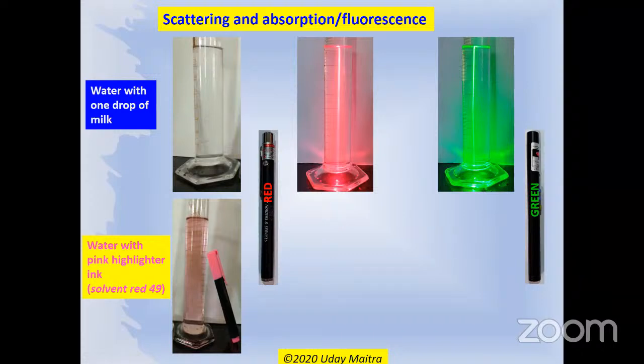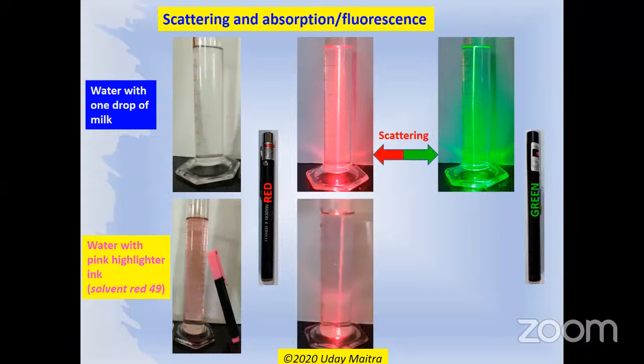And I would now like to repeat the same experiment with this pink solution. First I shine the red laser, and again I see that there is scattering. Even though there's a dye, solvent red 49, which gives the pink color and is water soluble, the ink put inside the pen has other fillers so that the ink can spread on paper, and those things make the solution slightly translucent. And those are the particles which scatter the light. But remember that in this case, red light remains red. So that means it's only scattering.